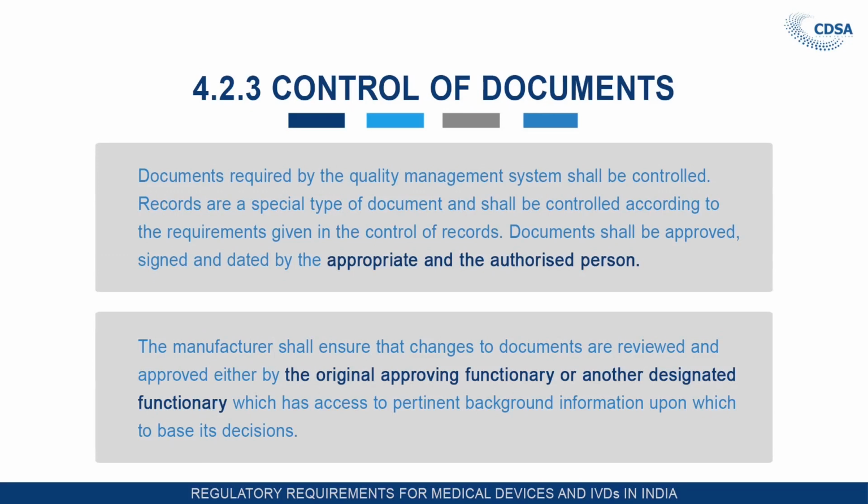4.2.3 Control of documents. Documents required by quality management system shall be controlled. Records are a special type of document and shall be controlled according to the requirements given in the control of records. Documents shall be approved, signed and dated by the appropriate and the authorized person. Now here comes your technical personnel. Then we have got the manufacturer shall ensure that changes to documents are reviewed and approved either by the original approving functionary or another designated functionary which has access to pertinent background information upon which to base its decisions.